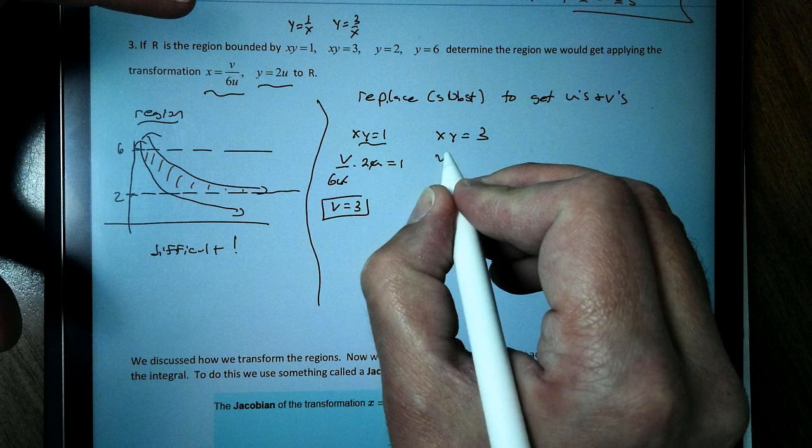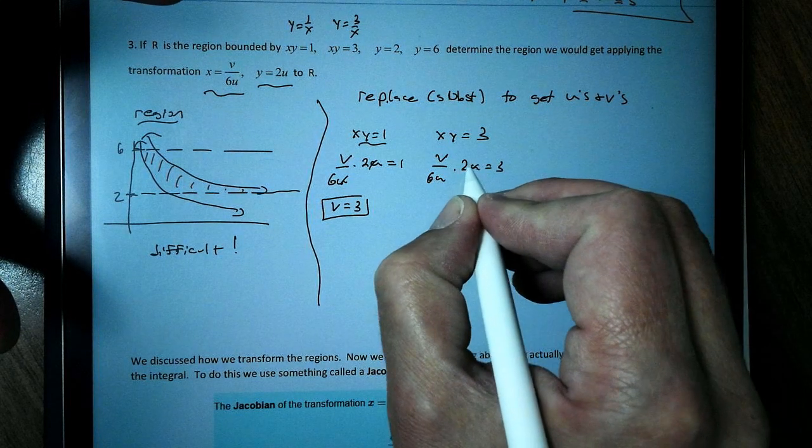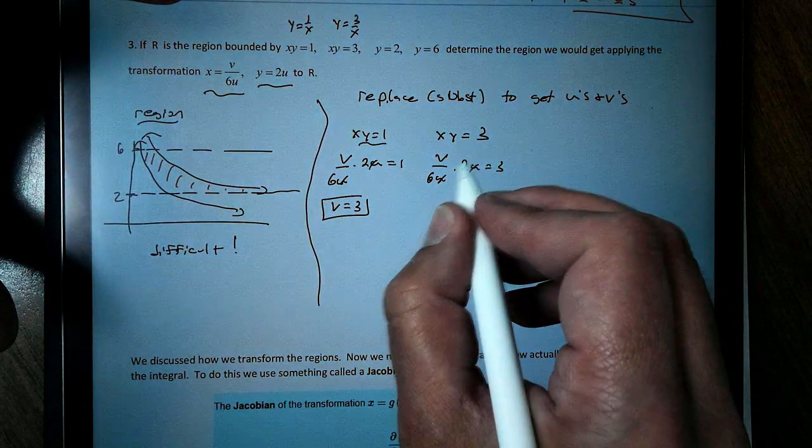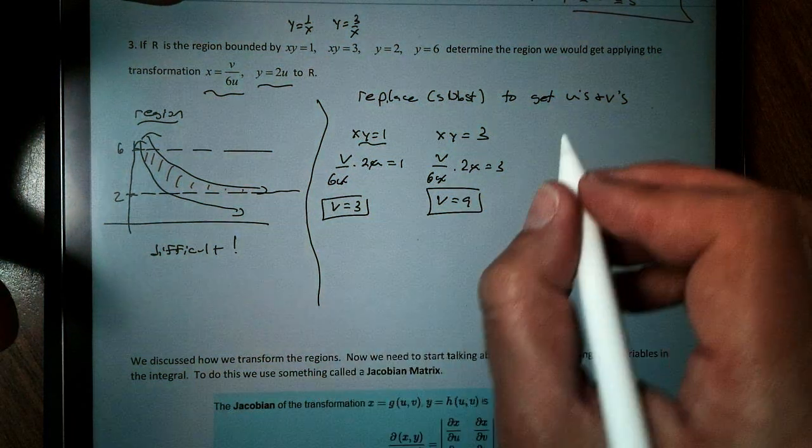The next one, let's try xy equals 3. Same thing. v over 6u times 2u equals 3. The u's again will cancel. And of course that becomes 1/3, so v equals 9. So again, this transforms into a nice horizontal line.